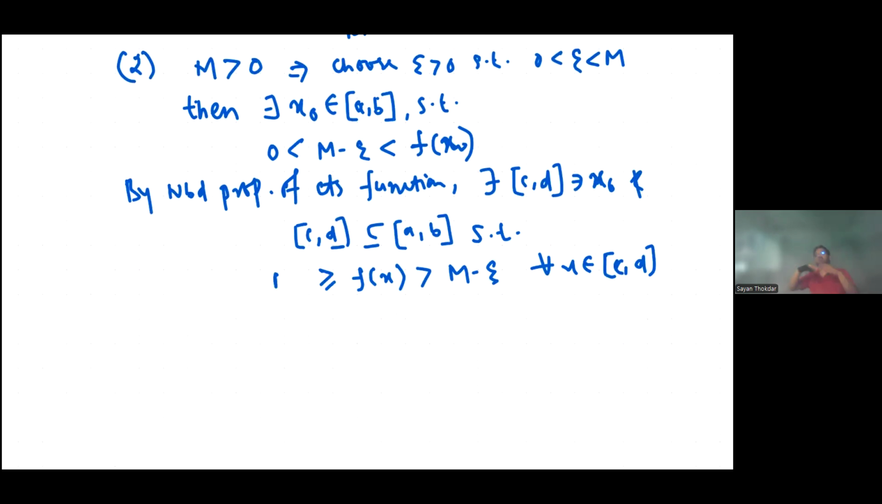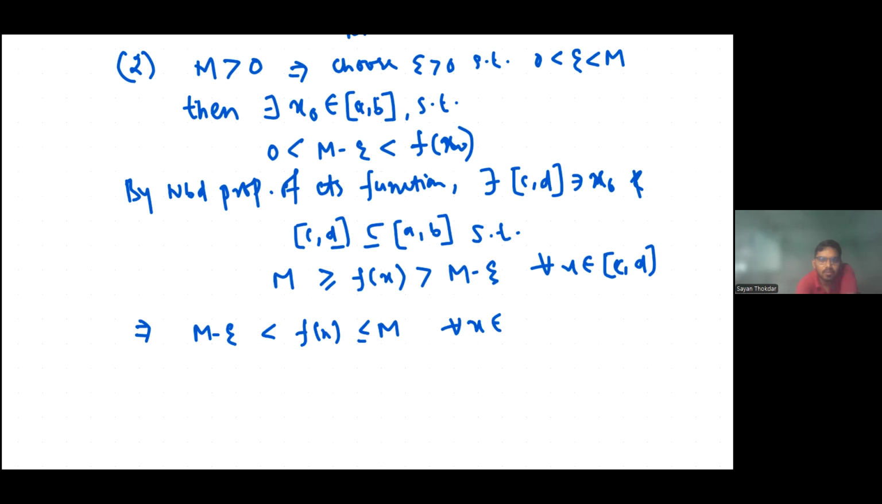Because M is the supremum over the closed interval [a, b], and we are taking the subinterval [c, d], the supremum value over [c, d] is less than or equal to the supremum value over [a, b], because [c, d] is a subinterval of [a, b]. Now I'm just rewriting this: M minus epsilon is less than f of x, less than or equal to M, for all x belonging to [c, d].